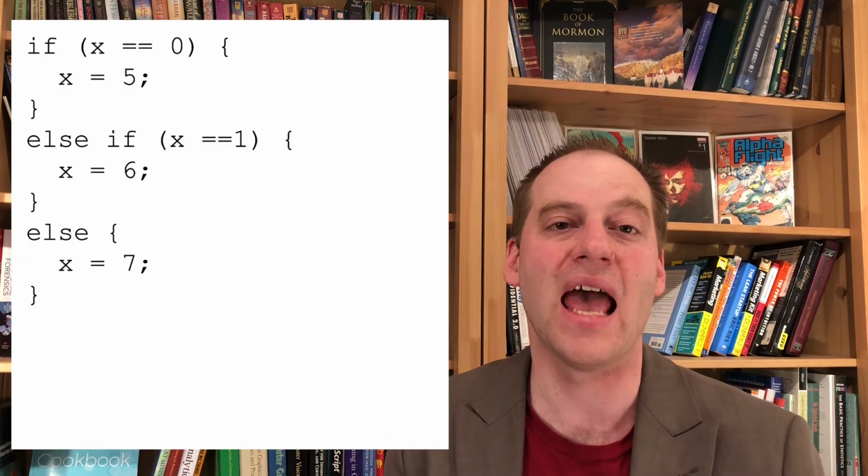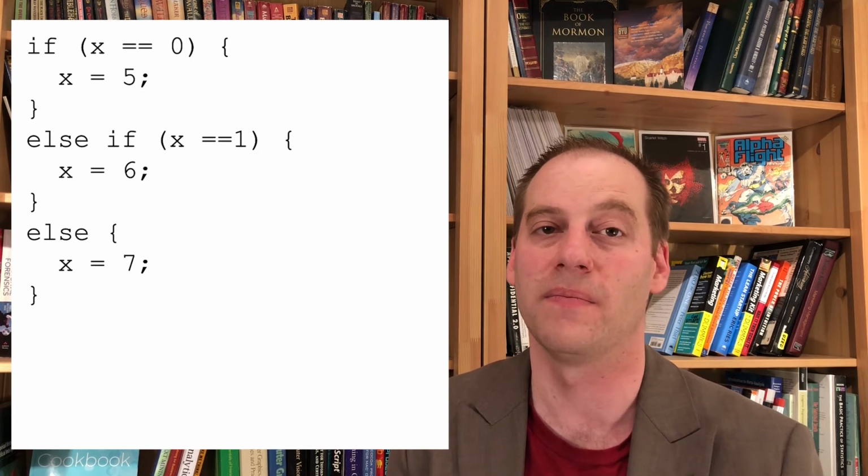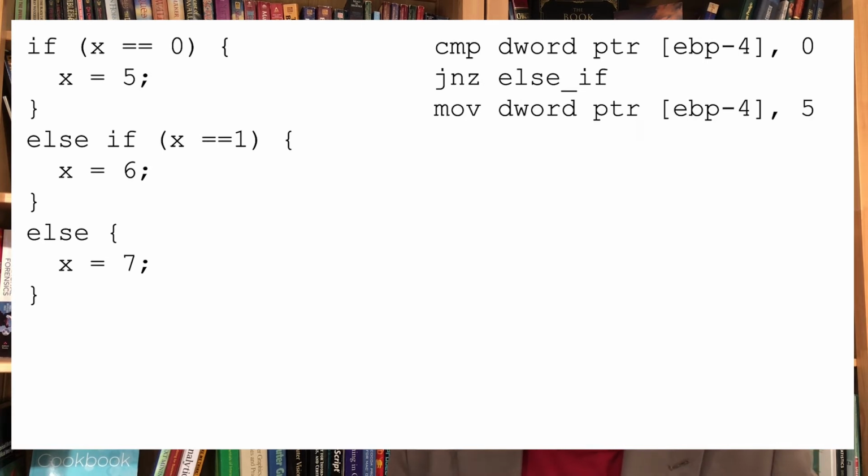Let's take an if else statement and convert it to assembly. The first jump we want to make is when x does not equal 0. When x does not equal 0, we move on to the other code. So we're going to compare to see if x equals 0 and then jump if x does not equal 0. If we do not jump, we will assign x to 5. Then we need to tell the code to skip the rest by jumping to the end like this.